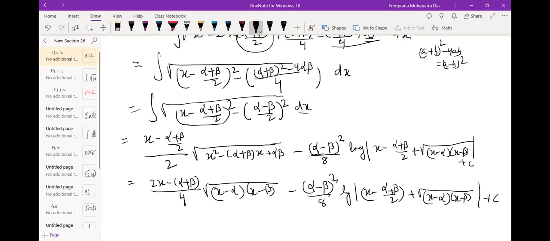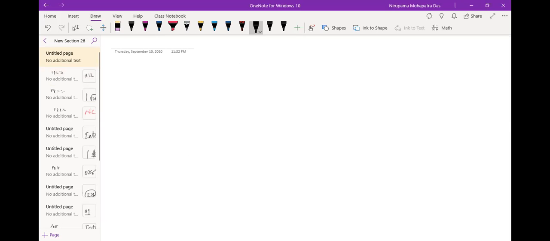So these are some of the questions from exercise 7.7. I'm sure you will be able to do the rest of the questions. Maybe one or two more questions I just want to include, miscellaneous questions. Suppose one of the questions is the integral of under root 1 minus root x divided by 1 plus root x. In such questions, you start with the method of substitution.